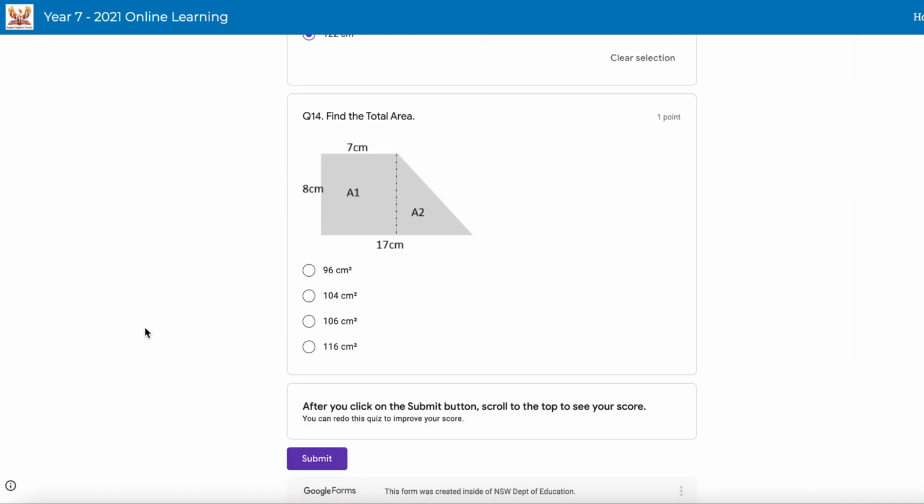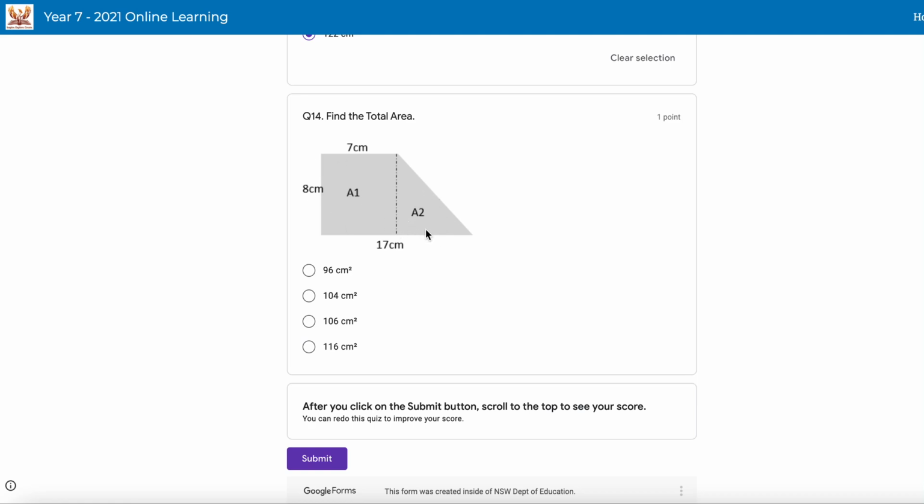Okay, one last question. We can see that this composite shape is made up of two shapes. One is a rectangle over here, one is a triangle. So we need to find the area of the rectangle and the area of the triangle, and then we need to add them together. Now the area of the rectangle, we just need to do the length times the width. You can see that the length is 7 here, and the width is 8. So we know that it's just going to be 7 times 8, which is 56 centimetres squared. You can write that down so you don't forget. That's the area of A1.